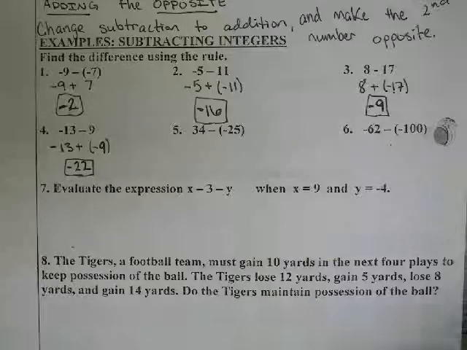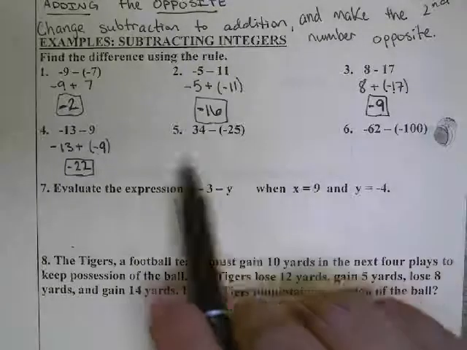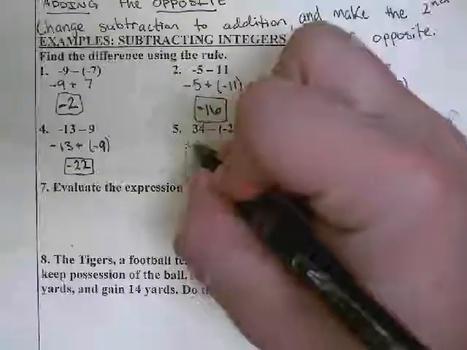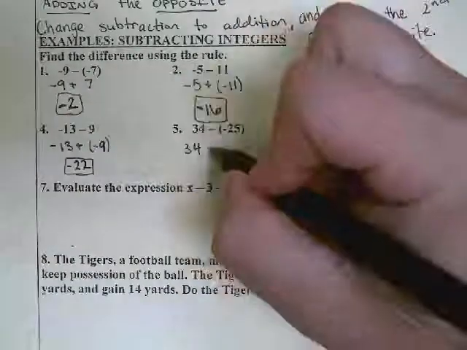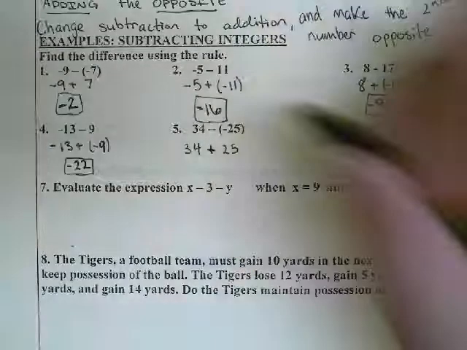Okay, so hopefully you took the chance to try these on your own. Let's go through our steps. We're going to keep the first number the same, 34. Then we add the opposite. So I'm going to add, and what's the opposite of negative 25? 25.